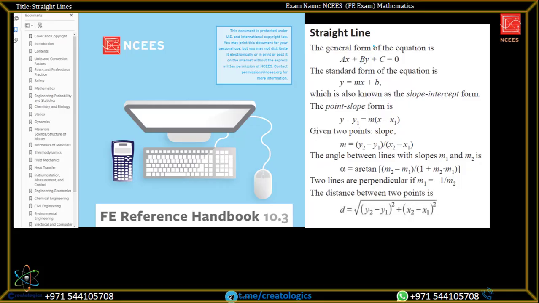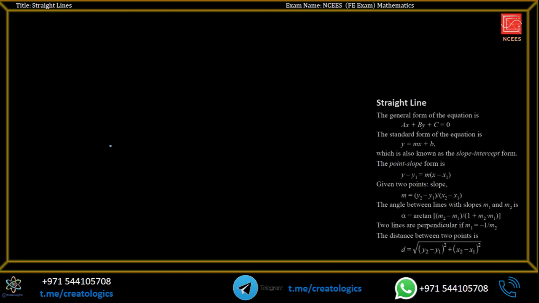These are the information and formulas that are already provided to you during the exam. Now, as we know how to find the equation of a line, what the slope is, and how to find the slope, we will calculate the angle between two lines. Let us consider two lines, and theta is the angle between them.